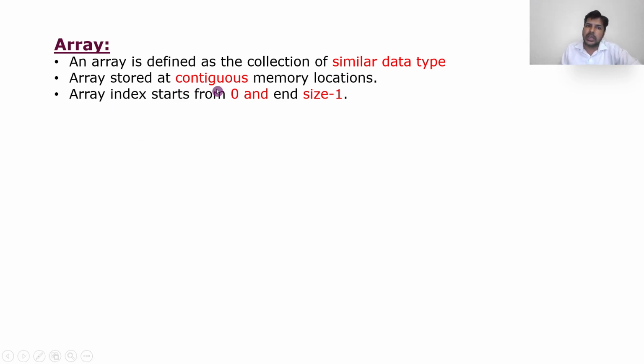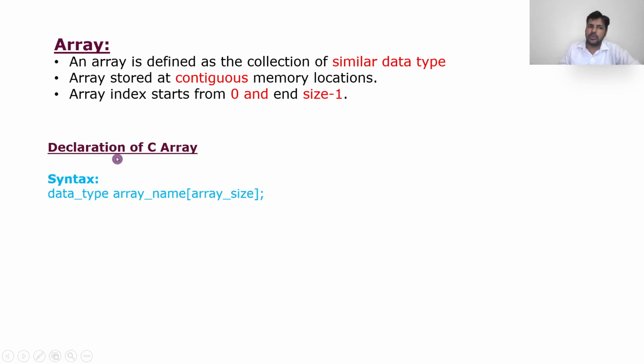An array stores data in contiguous memory locations. That means in sequence, for example 0, 1, 2, 3, 4, like that. The array index starts from 0 and ends with size minus 1. For example, if I give size 5, it will end at 4. It starts with 0 and ends with 4. Let me show you how to declare an array.